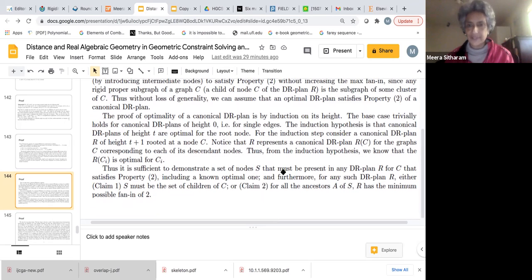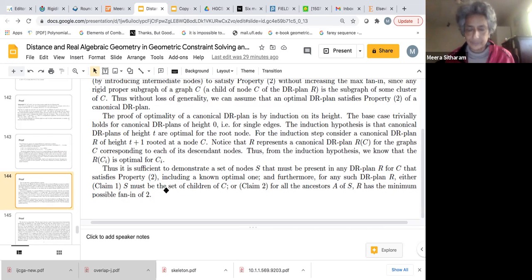So it's sufficient to demonstrate a set of nodes that must be present in any DR plan that satisfies property two, which means that the children are rigid vertex maximal proper subgraphs. Property one is that you only pick two of them if their intersection is non-trivial, or you pick all of them if their pairwise intersection is trivial. And we know that these are the two clear cases. You can't have the situation where some pair is non-trivial and some pair is trivial because of the rigid vertex maximal property, and we proved that in one of the lemmas, or the observation.